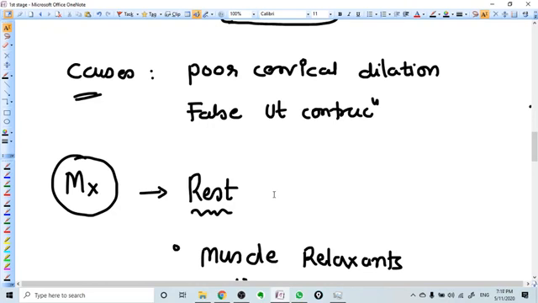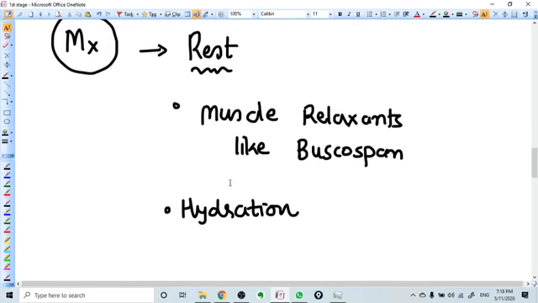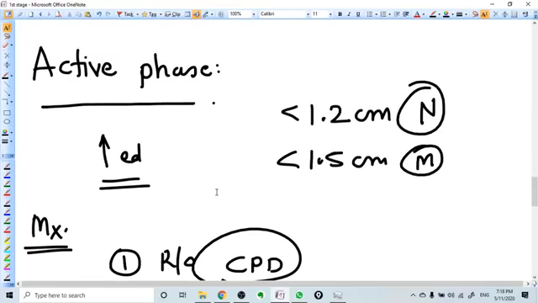Now, if the active phase is prolonged, then that is a dangerous thing. When the active phase is prolonged, it means that something is creating a problem for the head of the fetus to pass into the maternal pelvis. So, what are the causes? It can be cephalopelvic disproportion. It can be bad fetal positions like occipito-posterior position. You need to rule out all these things.